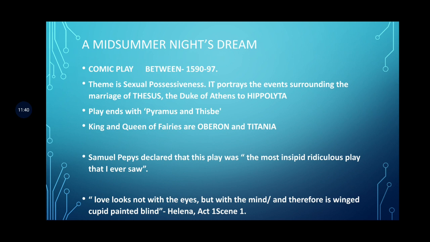Then A Midsummer Night's Dream. This is a comic play which has been written from 1590 to 97. The theme of this is sexual possessiveness. It portrays the events surrounding the marriage of Theseus, the Duke of Athens. Then the play ends with Pyramus and Thisbe. King and queen of fairies are Oberon and Titania.